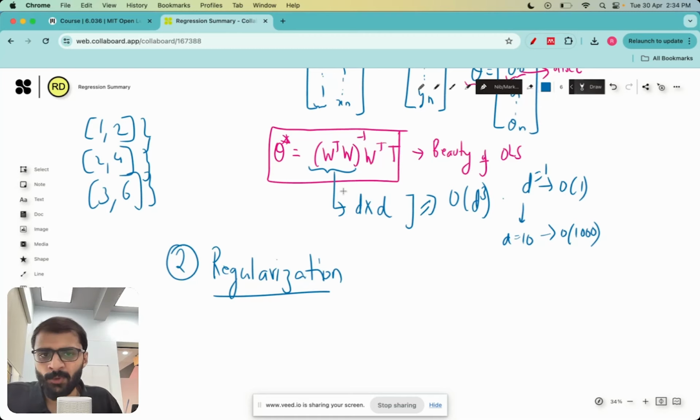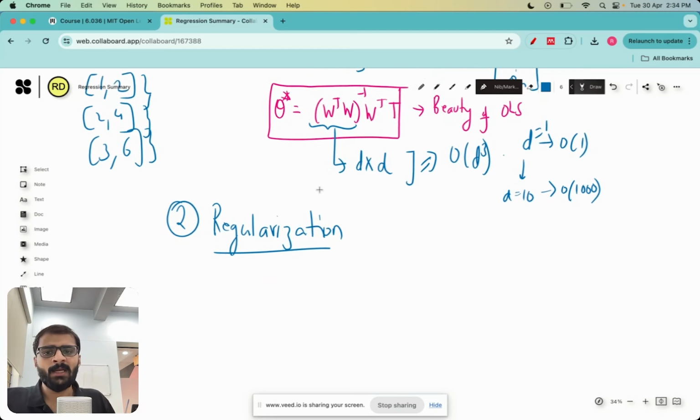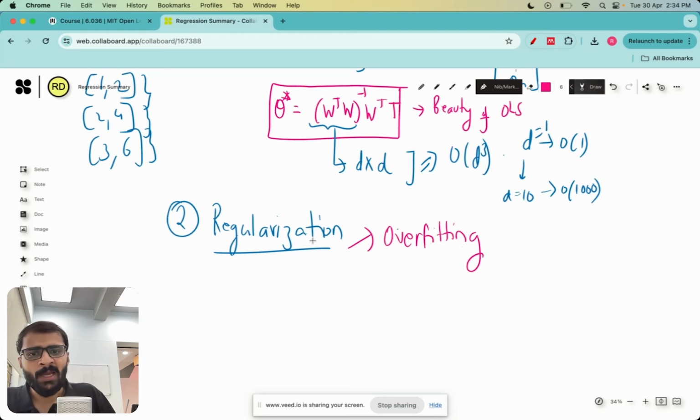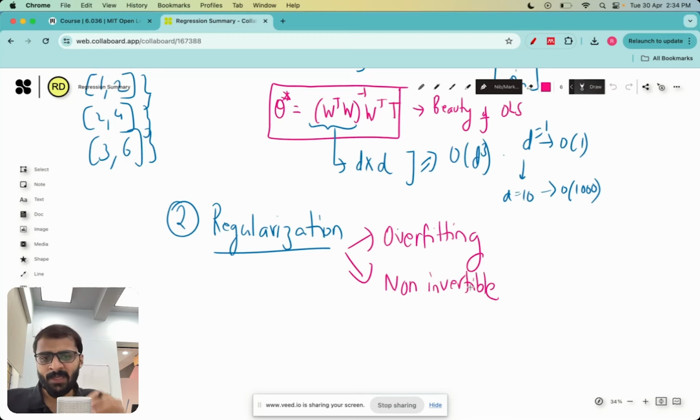So now we move towards regularization, and regularization actually solves two problems for us. The first problem which it solves is that it prevents overfitting. And remember, this can be asked in interviews. Why do we use regularization in regression? It solves two problems. The first problem it solves is overfitting, and the second problem it solves is the non-invertible problem. As I mentioned, if the features are related to each other, then the matrix cannot be inverted because its determinant is zero. So regularization solves both these problems.